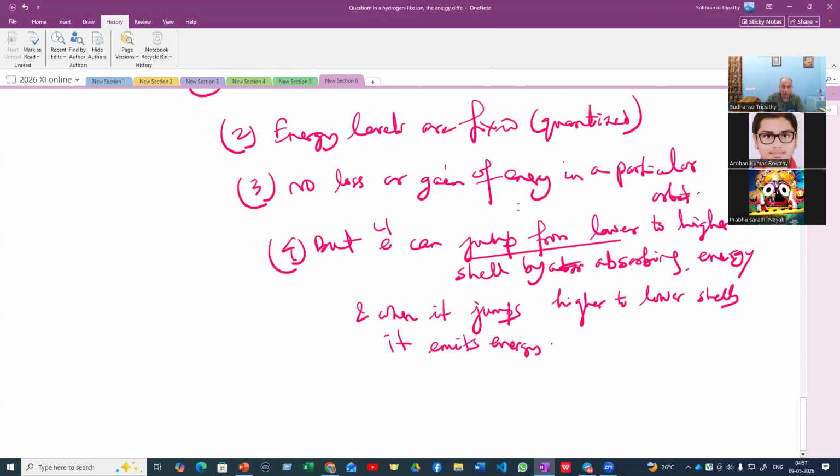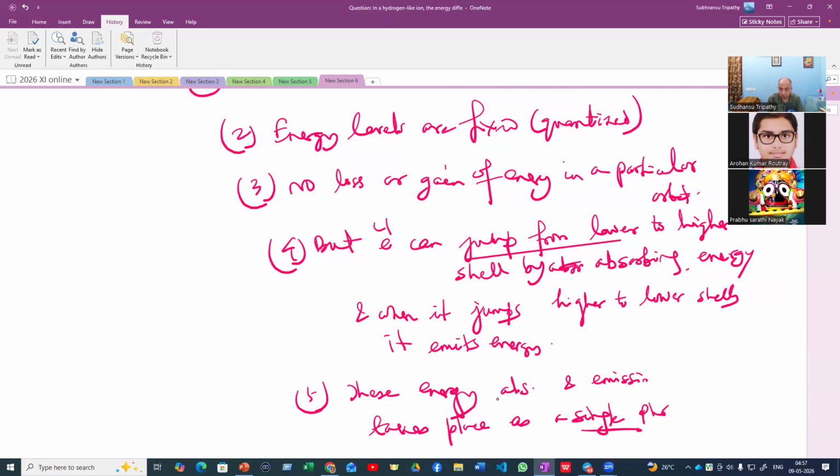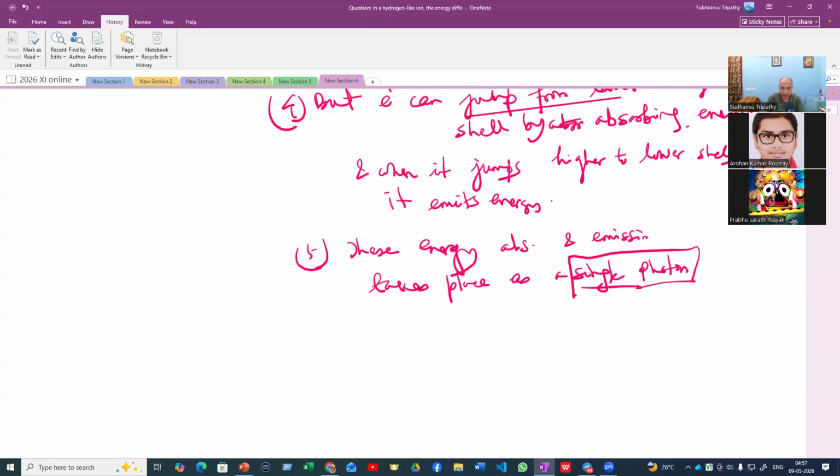And the most important one is this: energy absorption and emission take place in a single photon, as a single photon, as given by Planck's quantum theory, E is equal to, now you write delta E. The only difference you make here is because we have to find the energy difference between 1 to 2 or 1 to 3 or 2 to 3 or 1 to 5.